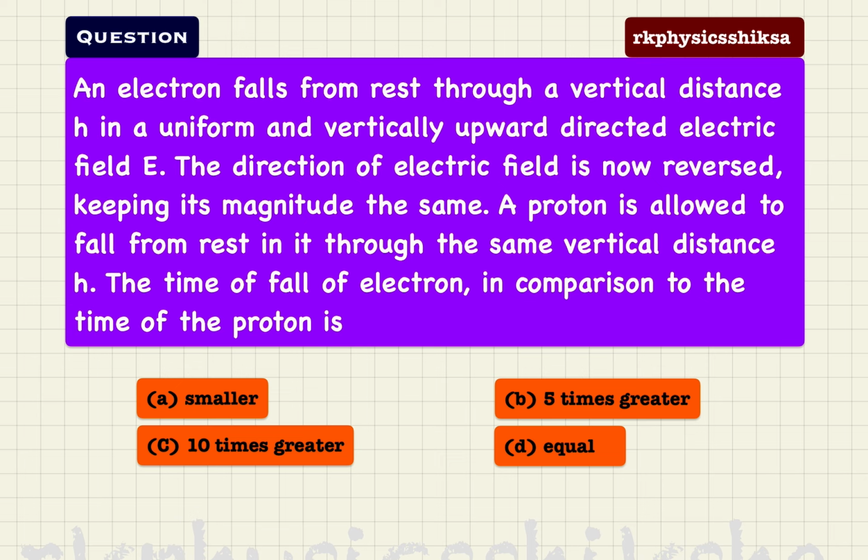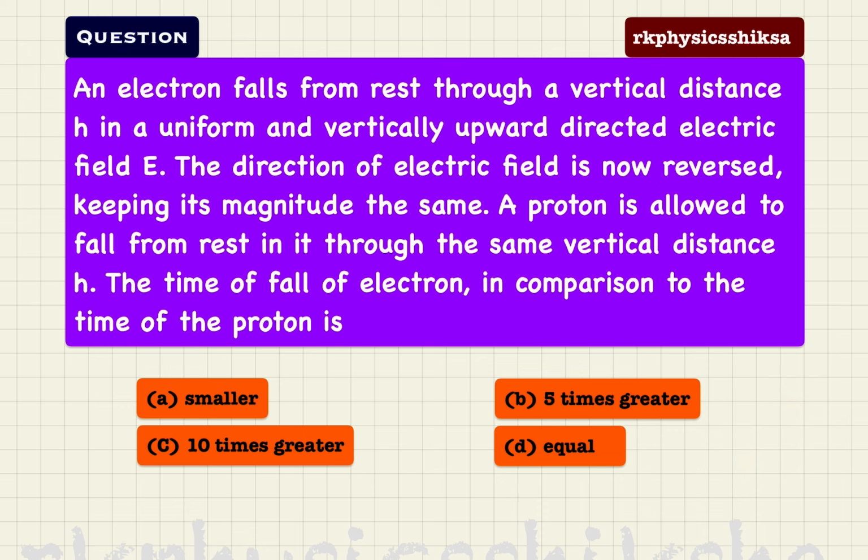In this question, what they are asking is: an electron is falling freely through a vertical distance of h in a vertically upward directed field. The field is vertically upward, and there is an electron which is falling in the direction opposite to the electric field, vertically downwards.